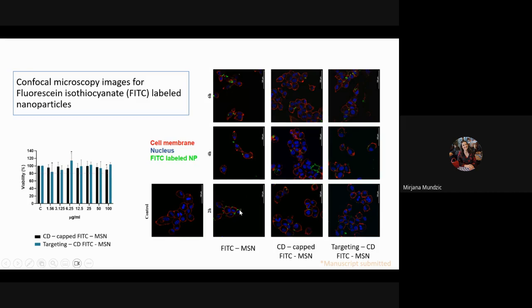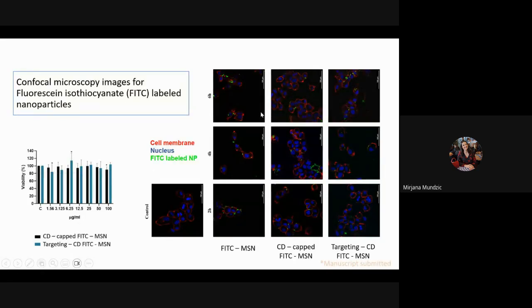So these ones, let's say the plain ones, the ones that are capped, and the ones that also have the targeting agents. Red is the cell membrane, blue is the nuclei, but what we are looking for is this green color. So this is the proof that the nanoparticles actually can enter the glioblastoma multiforme cells. What we also wanted to make sure here is that none of this material is toxic to the cells. So neither only capped, nor the targeting and capped material is toxic to any of these cells.